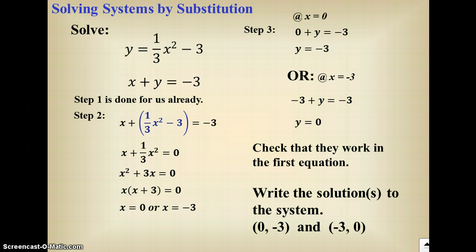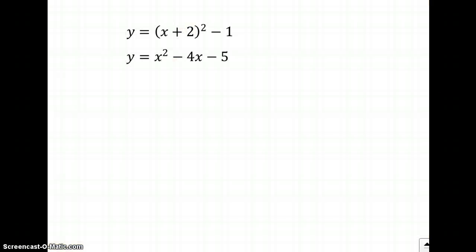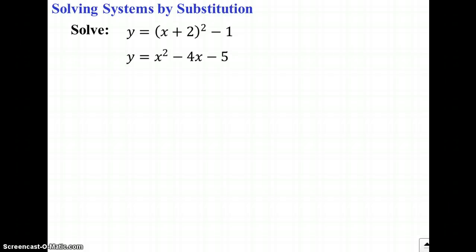All right. Let's try another one. You guys go ahead and solve this system by substitution. See what you come up with. Let's do step 1. Well, step 1's already done for us.